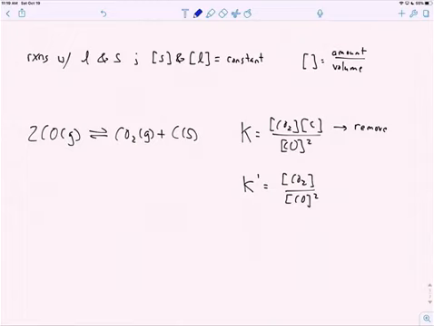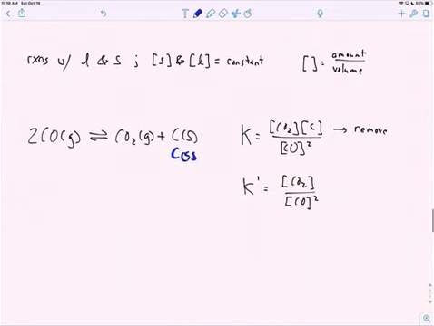So this is two carbon monoxide gas in equilibrium with carbon dioxide gas plus solid carbon. So that's carbon solid. So it's products over reactants. Carbon is a solid, so you remove that and you just write the equilibrium constant that way, with the expression of the concentration of carbon dioxide over the concentration of carbon monoxide squared.